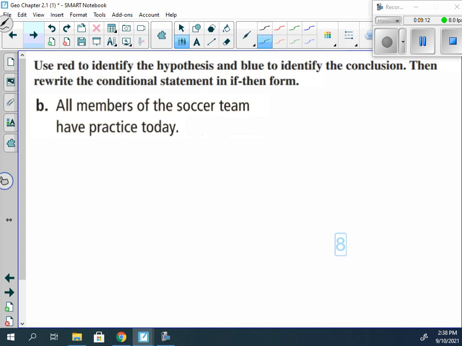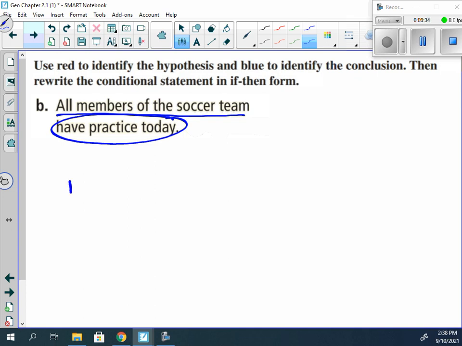Do we need to see another example? Yes, this one. Okay, we can look at this one. This would be the hypothesis, and having practice today would be the conclusion.